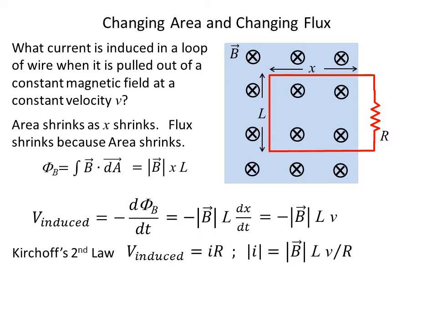Kirchhoff's second law then gives us that V induced is equal to the current times R, so the magnitude of I is then just this V induced, the magnitude of B times L times V, divided by R.